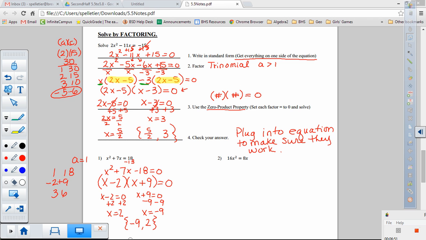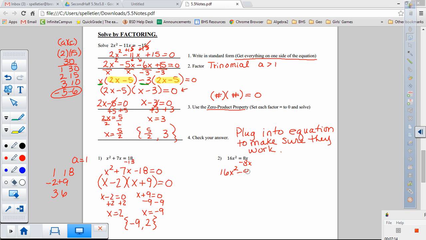We usually write them just like we would on the number line, so the least value first and then the greatest value second. Okay, so the point on the left of the parabola would cross at negative 9, and the point on the right side of the parabola would cross at positive 2. All right, let's look at this one. Subtract the 8x.